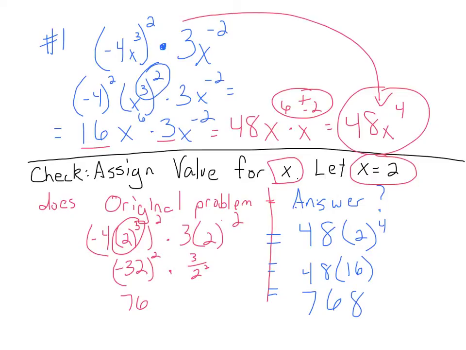So this really says 768. Nope, I'm sorry, that is incorrect. What's 32 squared? Type that in. 32 squared, this really says 1,024. 1,024 times 3/4 is what that really says, which is in fact 768. So we know that our answer is the equivalent of the original expression. Okay? All right.